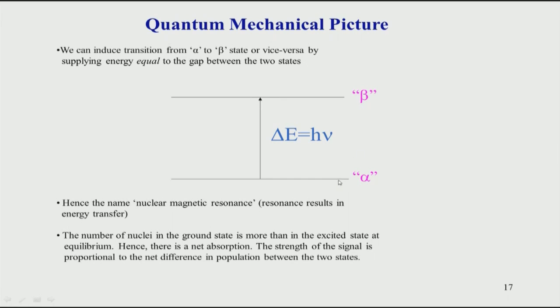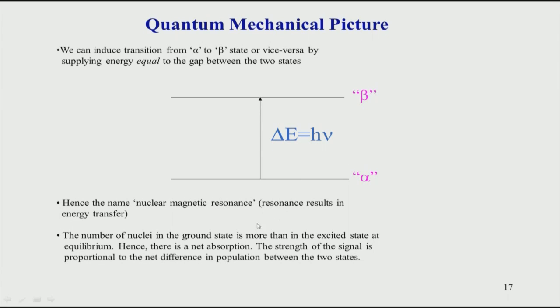Therefore, the total net energy absorbed will depend on the difference in population: how many molecules are here minus how many molecules are here. If they are equal, then there is no net excitation and the signal will be 0. That means no NMR radiation energy will be absorbed. But if the difference is not 0, suppose you have more in the alpha state and less in the beta state, there will be more molecules absorbing than coming down. Therefore, there is a net positive absorption of energy, and that is what we rely on in NMR.